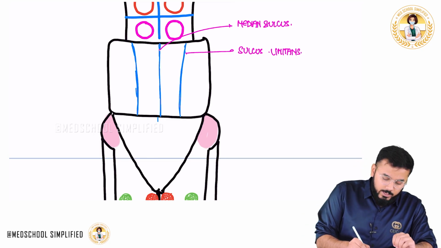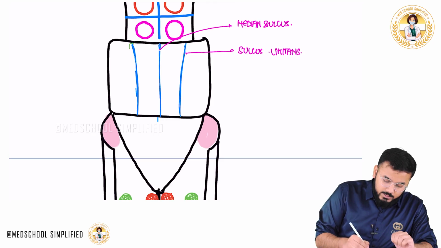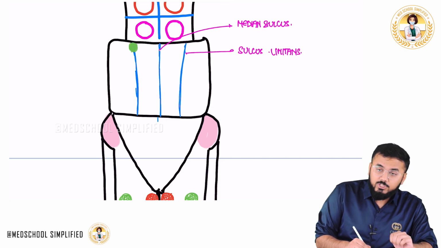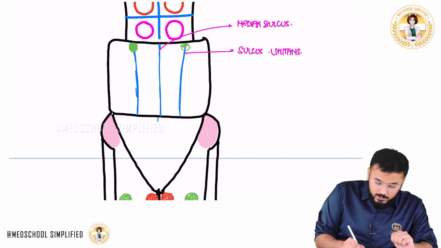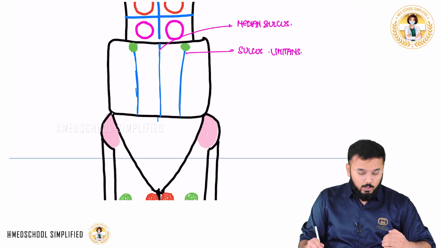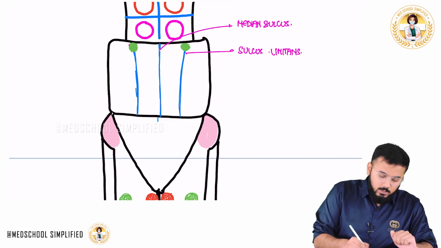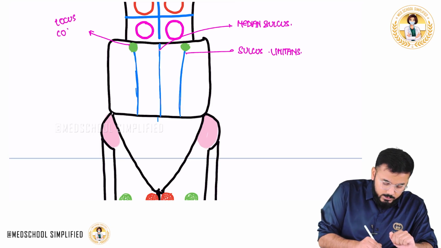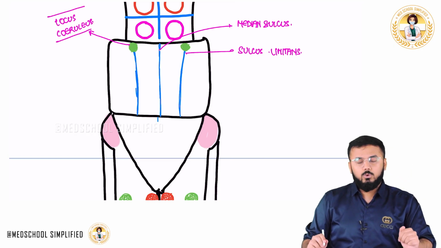Next important thing is that on the tip of the sulcus limitans, exactly near the junction of the midbrain and the pons, you see there are two important structures here, right? What are these two important structures called? These two important structures are called locus coeruleus.